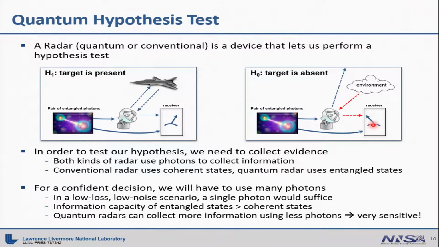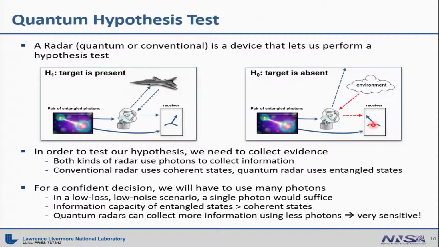Now, it turns out that in order to arrive at a confident decision, both radars, quantum and conventional, are going to have to use a very large number of photons to do this test and declare a target present in the environment with a decent level of confidence. In a low loss, low noise scenario, you can argue that a single photon would suffice. If there is no loss and you transmit a photon out to that target, if there's a target there and there's no loss, that photon's guaranteed to come back to you.